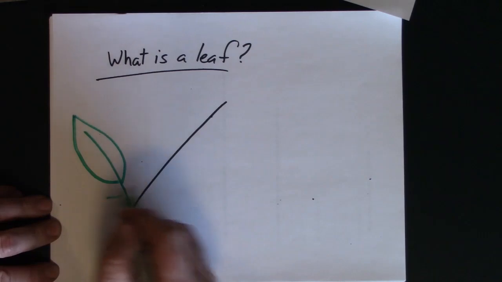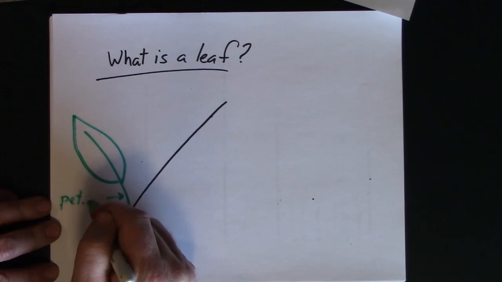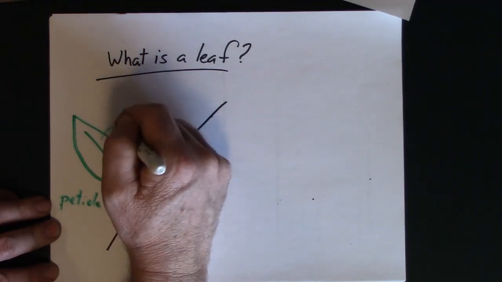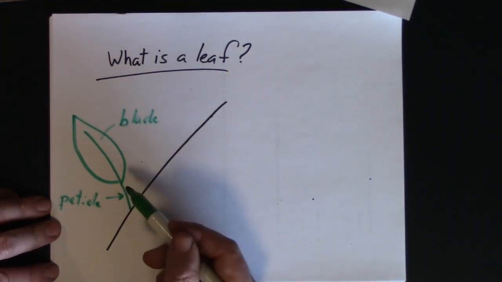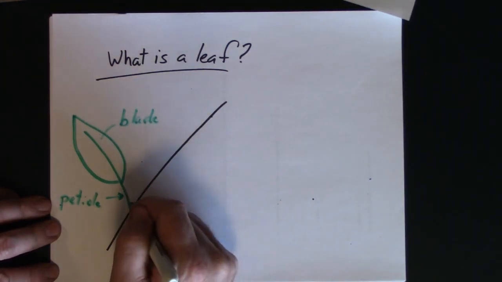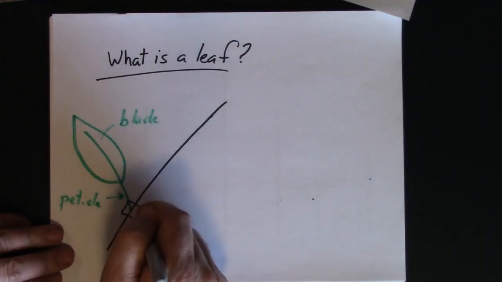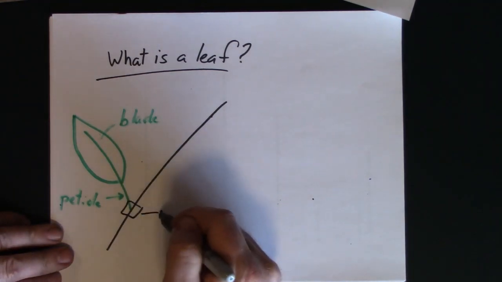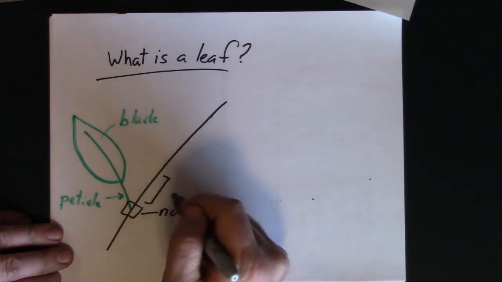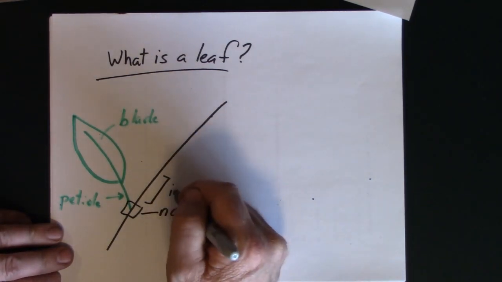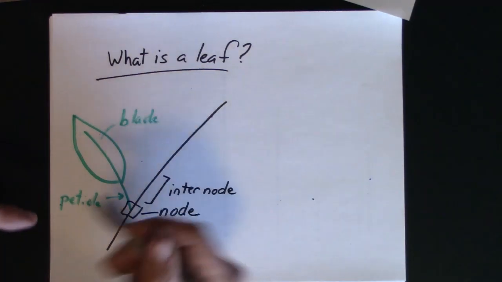And so here we have the leaf stalk or the petiole. And we have the leaf blade. Really nice, simple leaf, and there you go. This spot on the stem where the leaf comes out is called the node, and this space between leaves, predictably, is the internode, the space between the nodes.